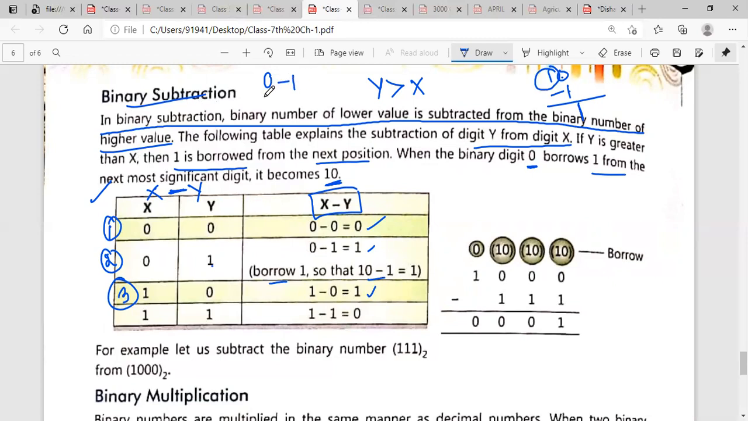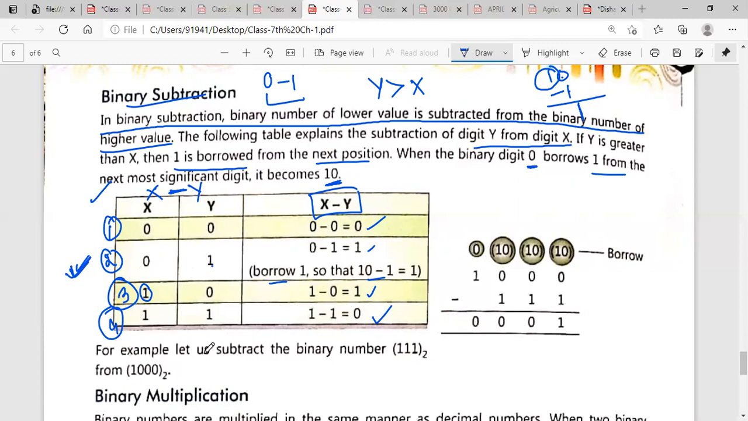So in that case we need to take a borrow, but in the third rule 1 is greater than 0, so that's why no need to take a borrow. In the third rule, 1 minus 1 is 0. So the second rule you have to keep in mind, this is a different rule.